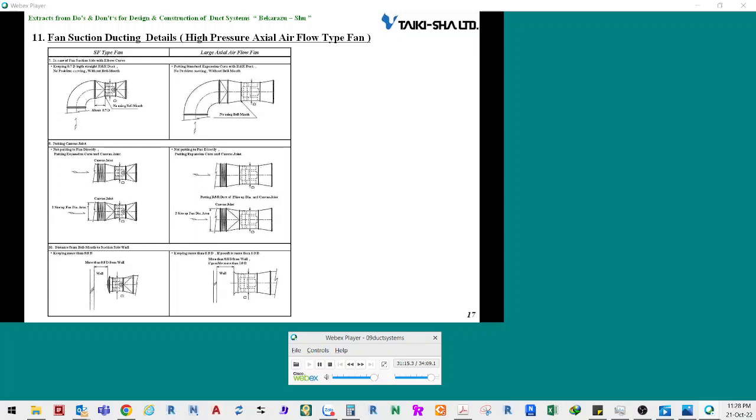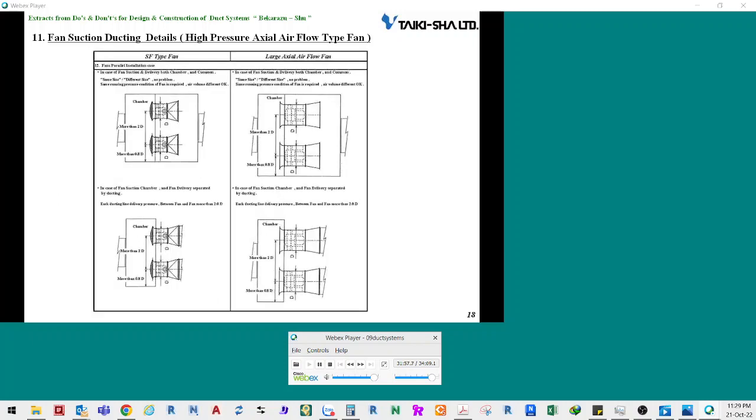Canvas ducts must not be connected directly to SF fans and large-size axial flow fans. They should be connected to the fans through extension cones or rectangle to round ducts. For SF fans, the distance between a bell mouth and the chamber walls on the suction side should be 0.8 D or longer. Also, for large-size axial flow fans, the distance between a bell mouth and the chamber walls on the suction side should be 0.8 D. If possible, make the distance longer than 1 D.